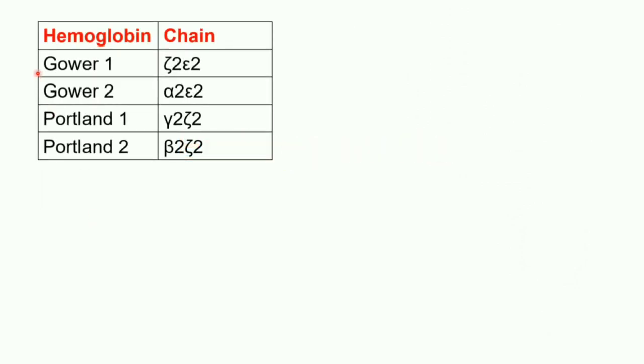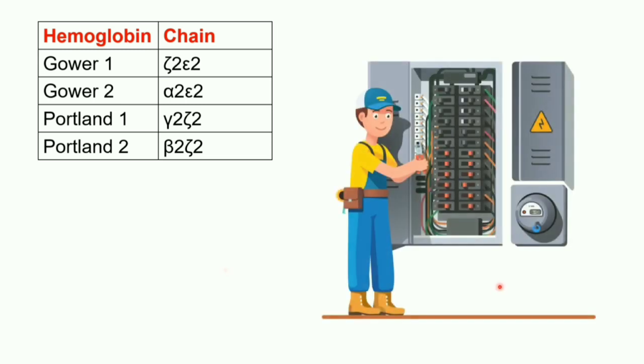Gower and Portland. Each of these are also two types, 1 and 2 respectively. Gower can be remembered by the similar sounding word, power. When an engineer joins a powerhouse, he is a junior engineer or JE, because Gower 1 hemoglobin consists of pairs of zeta and epsilon chains. JE for zeta and epsilon.